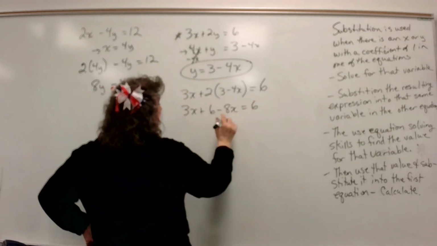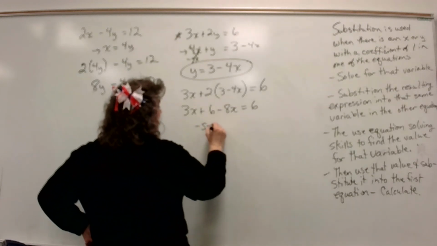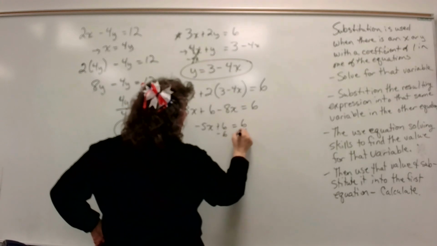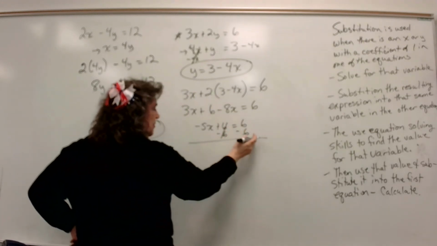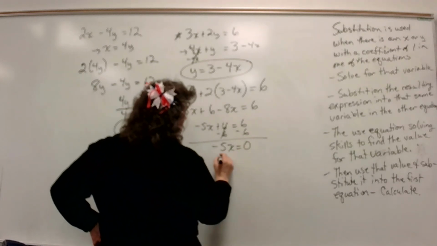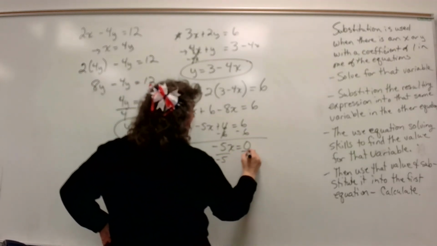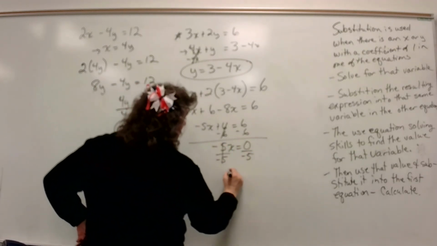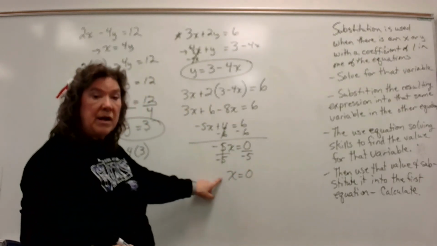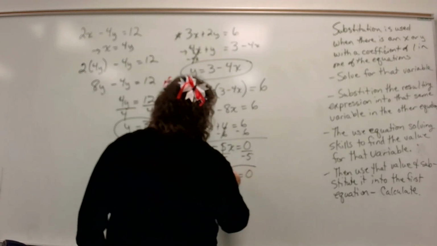3x minus 8x is a negative 5x plus 6 equals 6. Continue solving your equation by subtracting 6 from both sides, so negative 5x is equal to 0. Divide by your negative 5. So x is equal to 0. That is one of the values for the ordered pair that we need.